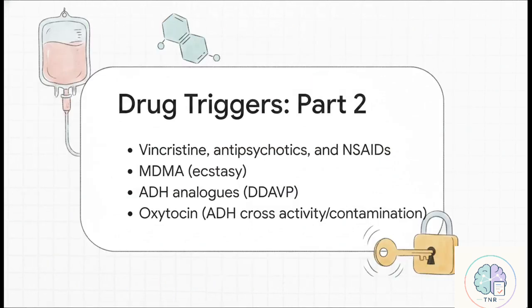Continuing with our drug list, chemotherapeutics like vincristine, routine antipsychotics, and even common over-the-counter NSAIDs can forcefully disrupt water balance. A very classic board exam and real-world trigger is the recreational substance MDMA, or ecstasy. It causes a massive ADH release and subsequent severe hyponatremia. Finally, direct analogs like DDAVP obviously cause this, but so does oxytocin. Oxytocin actually shares structural similarities with ADH, which causes direct cross-reactivity at the kidney receptors.